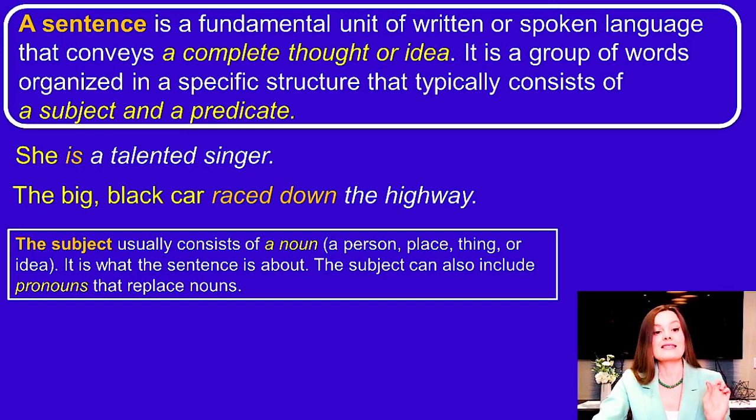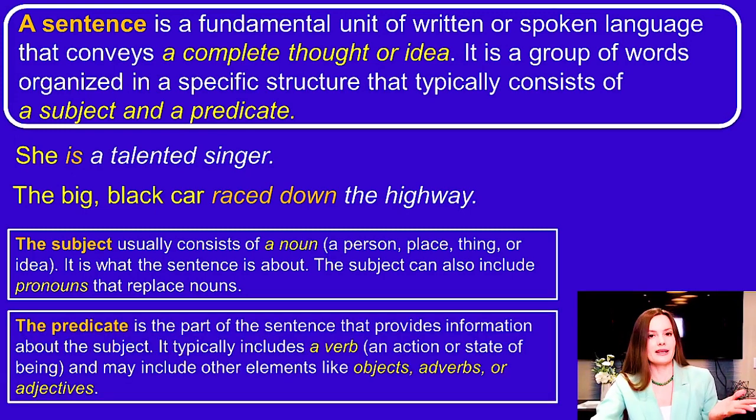The second sentence. The big black car raced down the highway. What is the subject in this sentence? Yes, you're right. The big black car. What? The big black car. So the car is the subject. It's a noun. And what is the predicate?